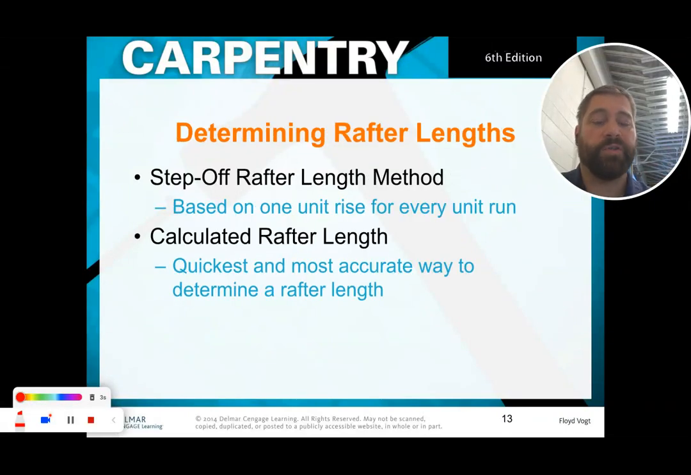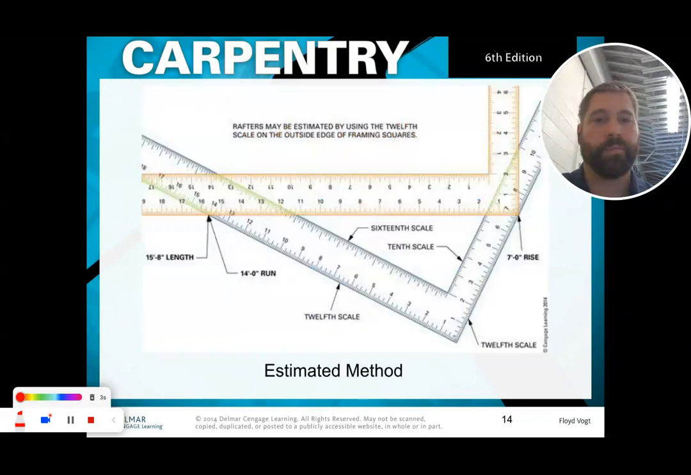Determining rafter lengths. We can do the step-off rafter method, which you'll be doing, or the calculated length, which you'll also be doing. For one, you take a framing square and step it off. It looks like steps. For the calculated one, you pick a point, measure it, and go that way with it. This is a good way, and it shows you on a framing square what this looks like. This is letting us know where we're at.